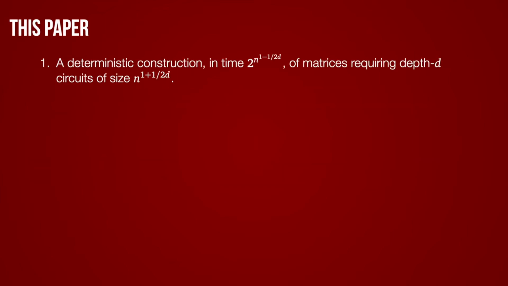Alright, so now let me tell you what we do in this paper. Our first result is a deterministic construction of matrices which require large depth d linear circuits. So unfortunately we don't do it in polynomial time, we do it in time 2 to the n to the 1 minus 1 over 2d, and the lower bound we get is n to the 1 plus 1 over 2d. The constant 2 here is not that important, but it's there for convenience. It can be replaced with a smaller constant.